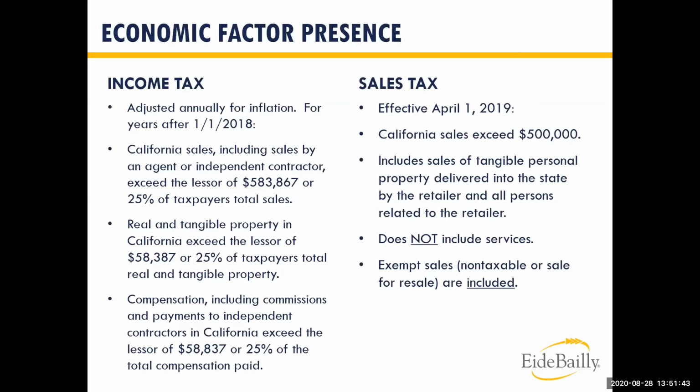So, okay, the sales tax, as we know, before Wayfair, you needed a physical presence in a state to have to file and remit sales tax, and obviously physical presence trumps all. But after April 1st, 2019, with Wayfair, California issued an economic presence threshold for sales tax, and that amount was $500,000 in sales. So this includes sales of tangible personal property delivered into the state by the retailer and also all persons related to the retailer. It also includes exempt sales, so any sales that are non-taxable or sale for resale. And it's important to note that the $500,000 does not include service revenue.